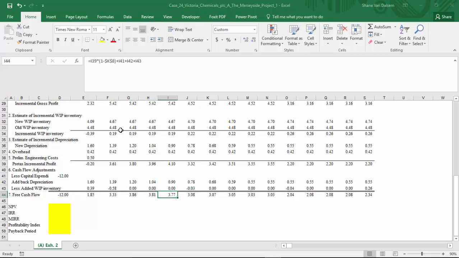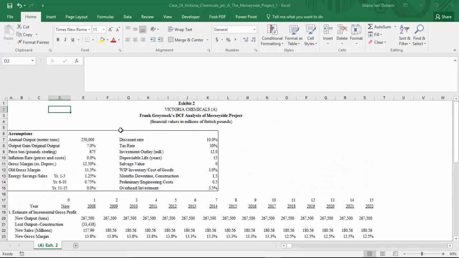So, and I'm going to show you an example of how to work this in the next video. But from that, what I want you to calculate is the NPV, the IRR, the MIRR, the profitability index, and the payback period. And I'd like you to use the Excel functions that I'm going to demonstrate in the next video to do that.